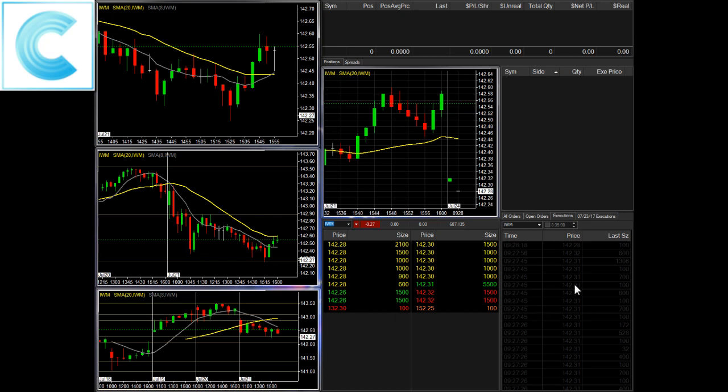One more time, just to review the windows that I have open. This is my time and sales, level 2, executions window. Over here we have the position window. This is my 2-minute chart, 5-minute chart, 15-minute chart, and hourly chart. Hourly charts are typically used for targets. The 15-minute chart is typically used for areas of support and resistance. The 5-minute chart is the play time. The 2-minute chart is typically used for the entries. So there's only about another minute or less before the market opens, so we'll have to play it by ear.